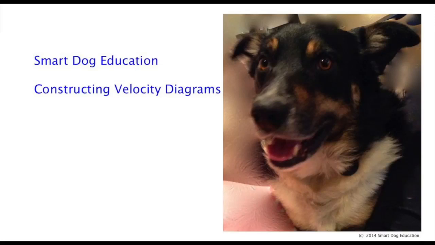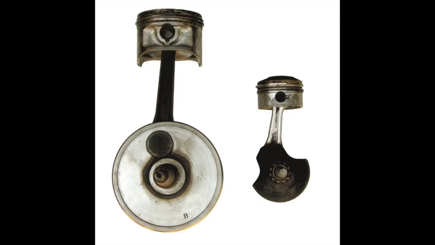Hello and welcome. Today we're going to be taking a look at how we construct velocity diagrams, a graphical technique for solving engineering problems. Today we're going to be taking a look at a piston and crank, a very common engineering mechanism.